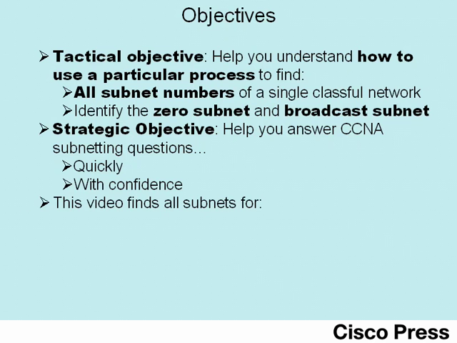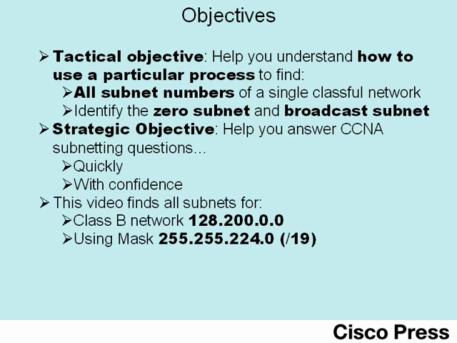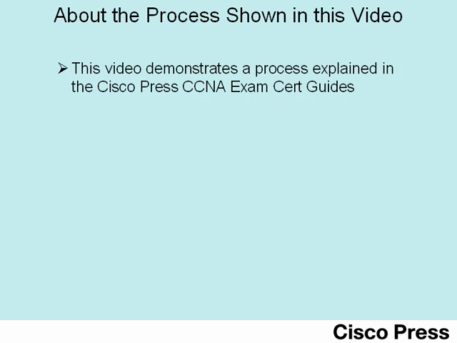This particular video shows how to find all the subnets of Class B network 128.200.0.0 using mask 255.255.224.0. Now, for those of you that are also using the Cisco Press books, this video demonstrates one of 3 processes that are used inside those books for finding the subnets of a single network.